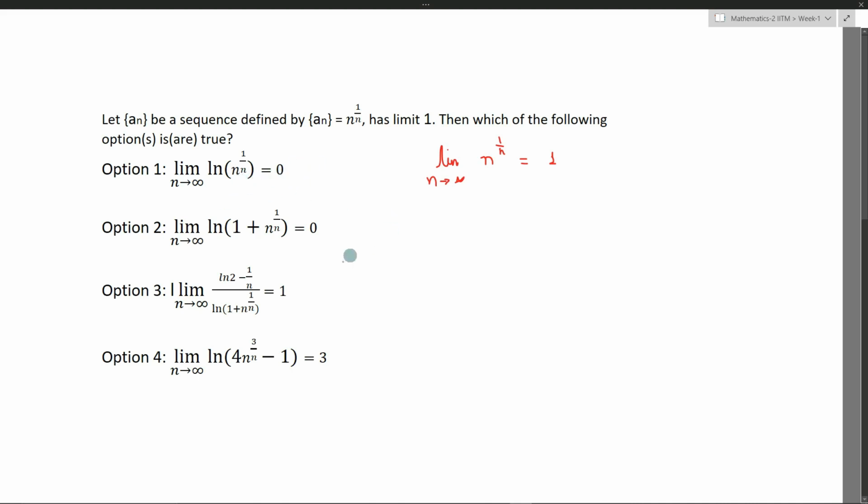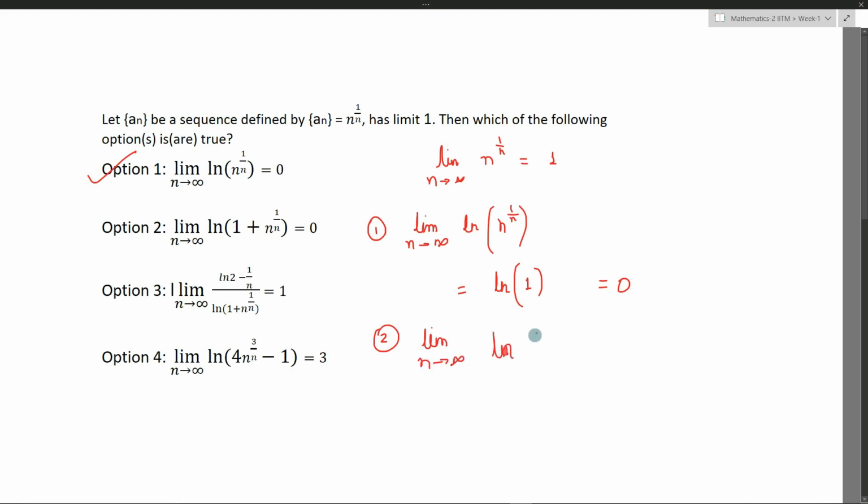The first option, they are asking us to find out limit n tends to infinity ln of n to the power 1 by n. We know that the limit of n to the power of 1 by n is 1, so ln of n to the power of 1 by n is nothing but ln 1, which is 0. The first option is correct. The second option, we have limit n tends to infinity ln of 1 plus n to the power of 1 by n.